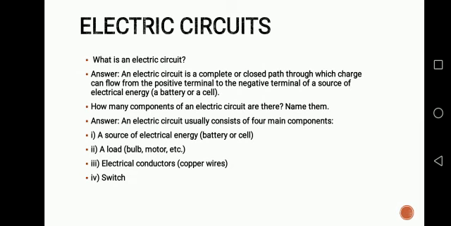The next one is electrical conductors. Conductors are things through which electricity can easily pass to connect the components, for example copper wires. And the next one is switches, to open or close the circuit. So an electrical circuit usually consists of four main components: the battery, the load, copper wires as electrical conductors, and the switch.